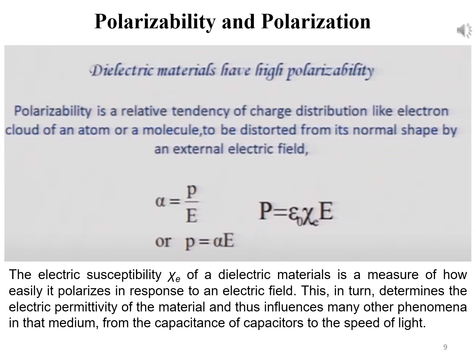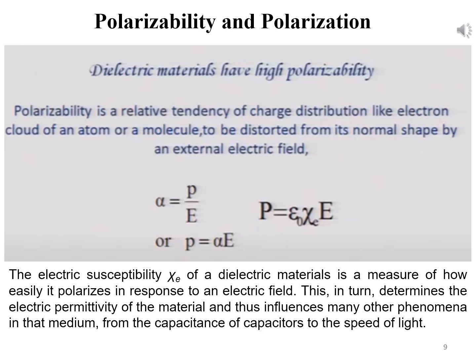So polarizability, we can define it as the relative tendency of a charge distribution, which could be the electron cloud of an atom or a molecule, to be distorted from its normal shape when an external electric field is applied. This distortion of the electron cloud from its normal shape under an external applied electric field, and its tendency to change that charge distribution, is called polarizability.